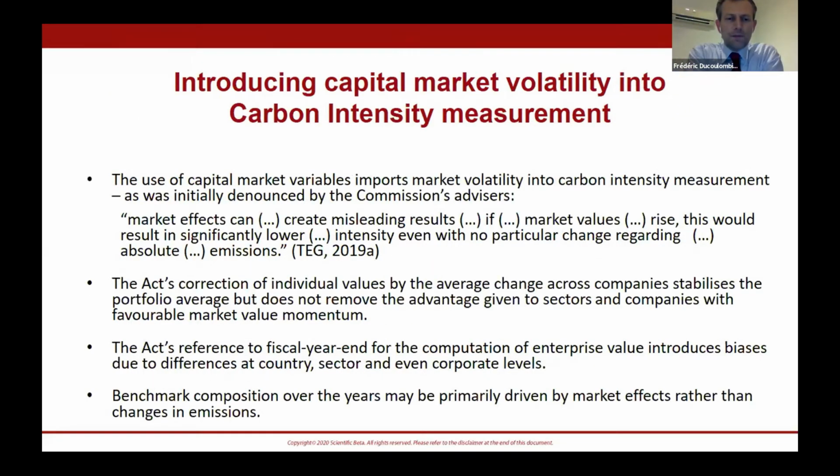But the worst part of the story is the fluctuations, the volatility that you introduce in carbon intensity measurement when you use enterprise value. And interestingly, this is something that was initially pointed out by the advisors of the Commission. The very first report by the technical expert group on sustainable finance that advised the Commission noted that the market effects could create misleading results and explained that, when market values rise, you will see possibly a very significant lowering of intensity without any required change in emissions.